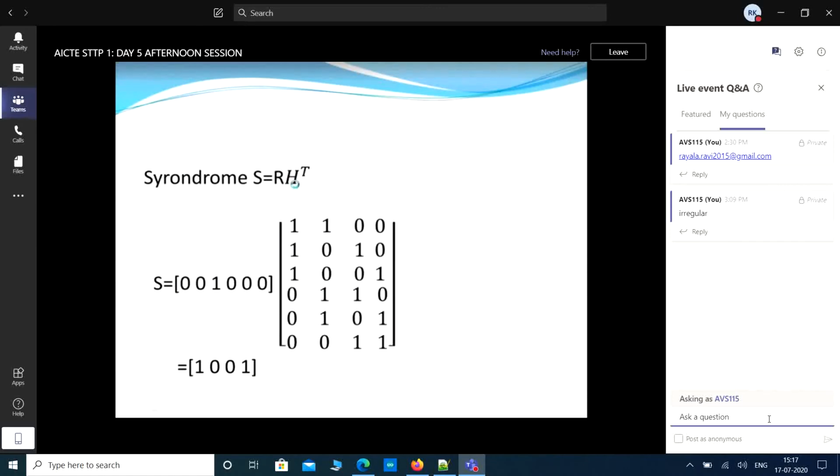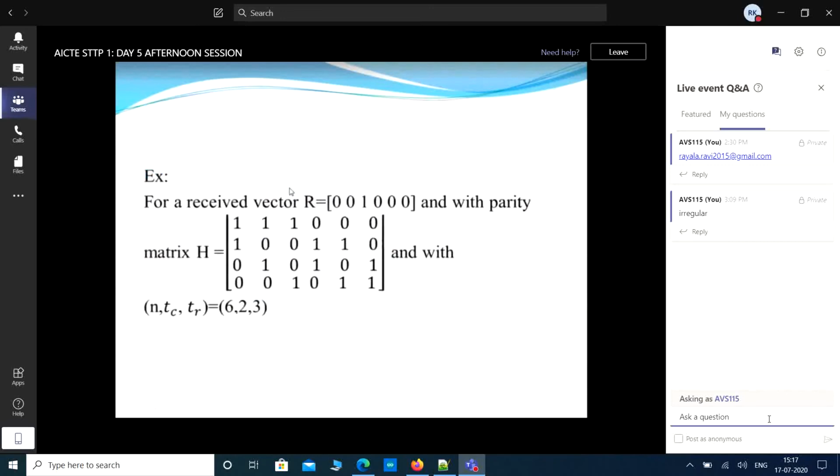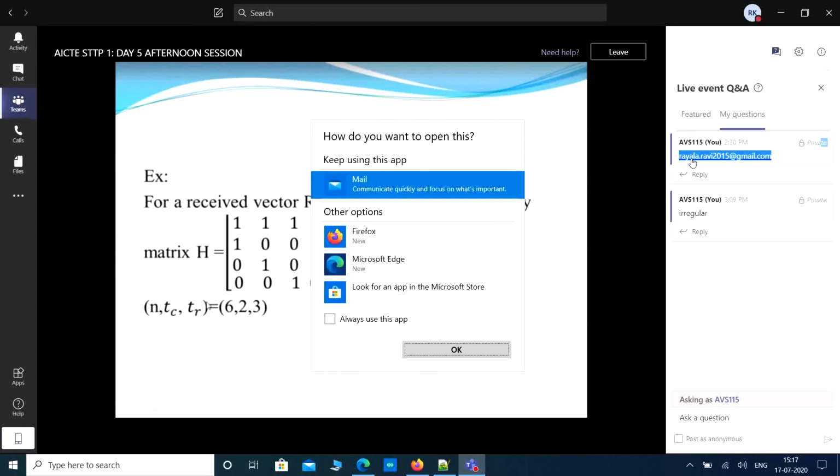H is equal to the parity check matrix. This is our H, and the first row is equal to the first column, or the first column is equal to the first row. The second column is equal to the second row. The third column is equal to the third row. It is just the transpose of H only.